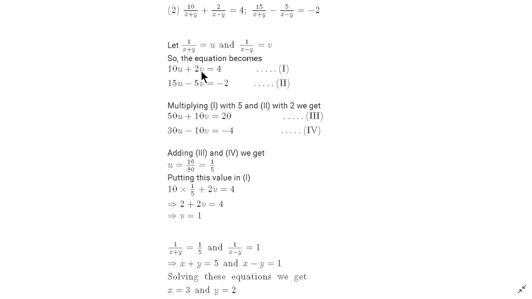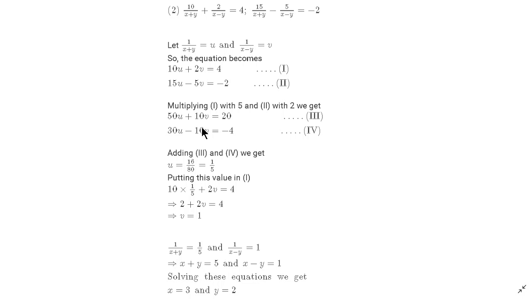10 into u plus 2 into v is equal to 4. 15 into u minus 5 into v is equal to minus 2. Now these equations are solvable by our method. The method we can use here is the elimination method. We can see here 2v and 5v. What we will do here, we will multiply equation 1 with 5 so that the equation will contain plus 10v, and we will multiply equation number 2 with 2 so that we will get minus 10v.